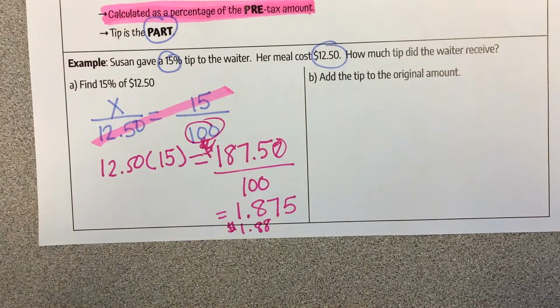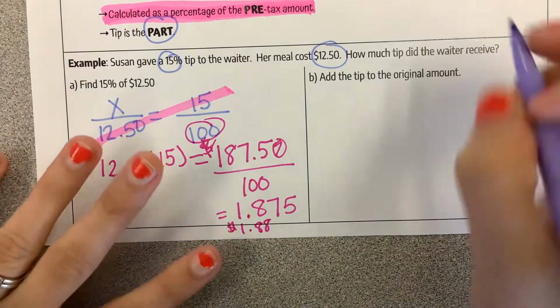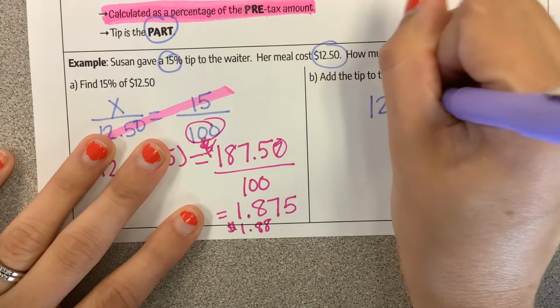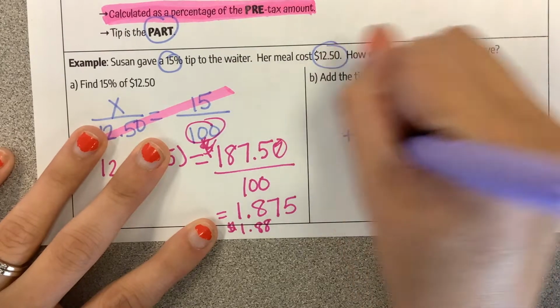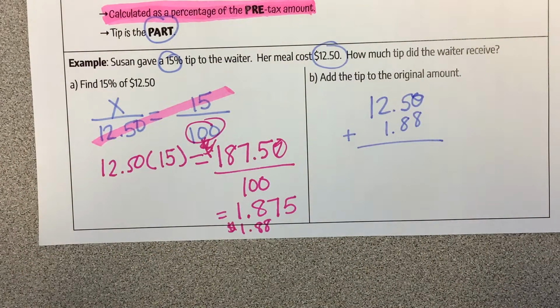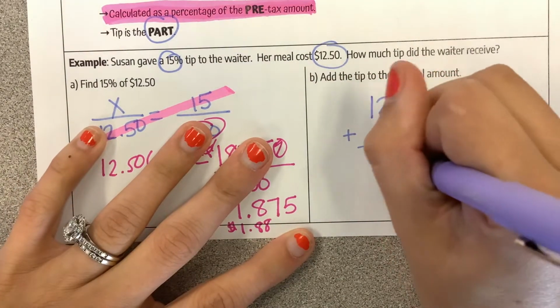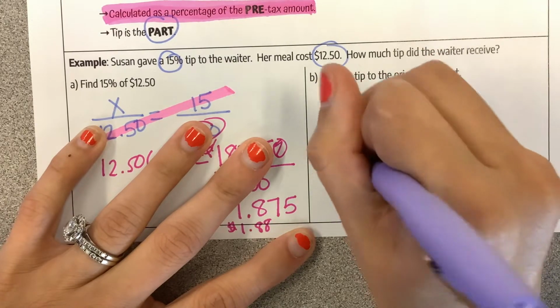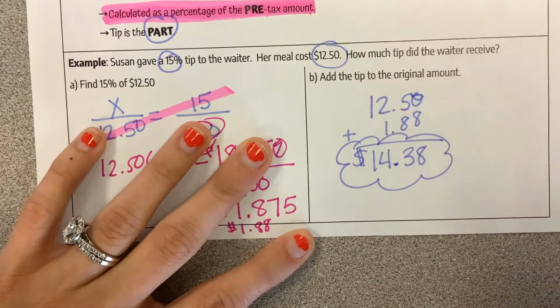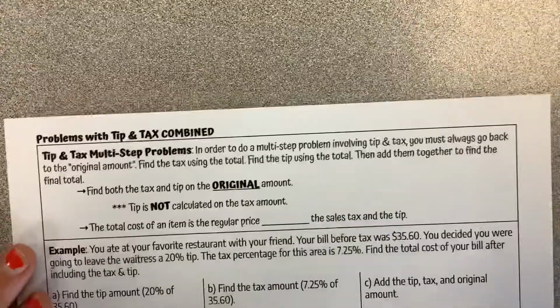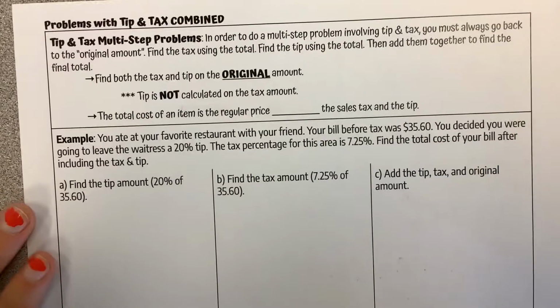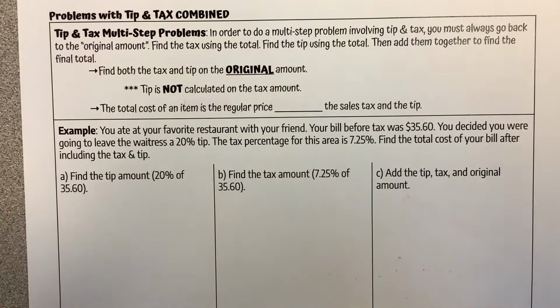So our last step, we're adding our tip to the original amount. So her meal was $12.50 plus $1.88 in tip. When you add that together, you get $14.38 for the meal plus tip. So that's just a general idea of what tax and tip are. Let's look at some multi-step problems with tax and tip combined.